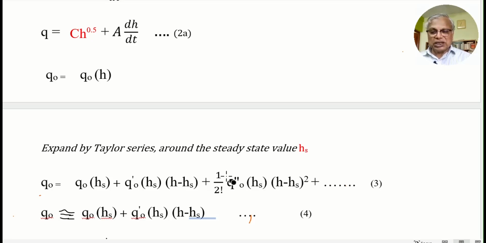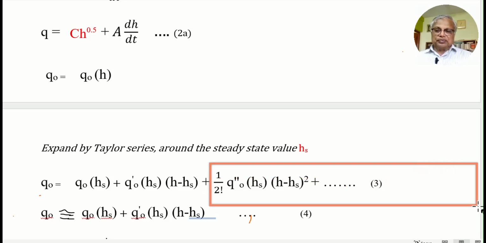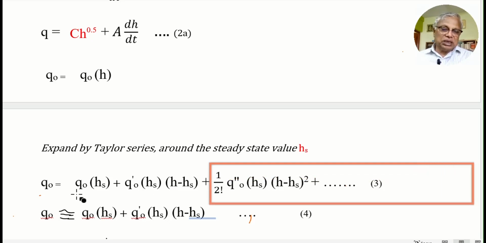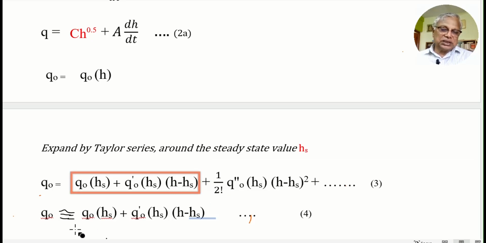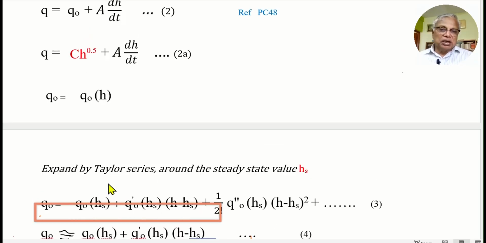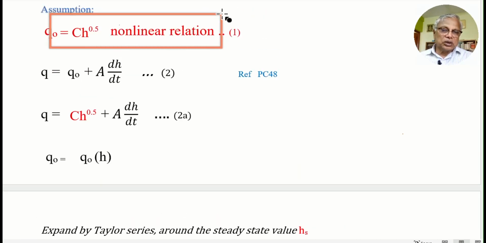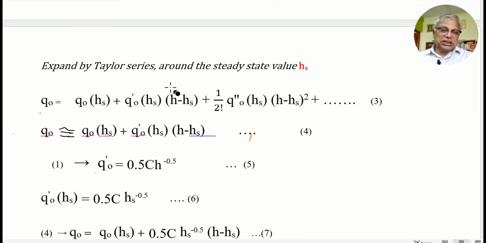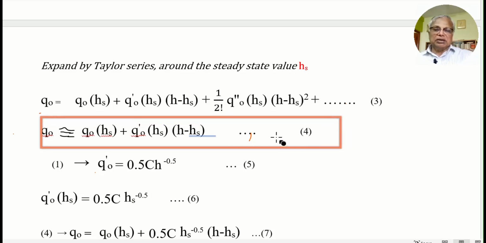For small deviations we can afford to ignore these higher order terms and retain only the linear portion. If you retain only the linear portion as an approximation, this equation becomes linear. Now this nonlinear equation has been modified by this expansion and approximation into a linear form, equation number 4. So this is a linear equation.